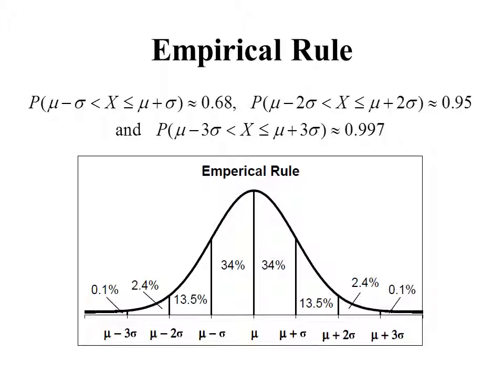In more practical terms, what this rule says is that if we have a whole bunch of observed values of x, about 68% of them will be between mu minus sigma and mu plus sigma. About 95% will be in the range mu minus 2 sigma to mu plus 2 sigma, and virtually all of them, about 99.7%, will be between mu minus 3 sigma and mu plus 3 sigma.